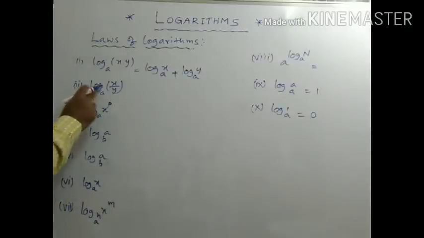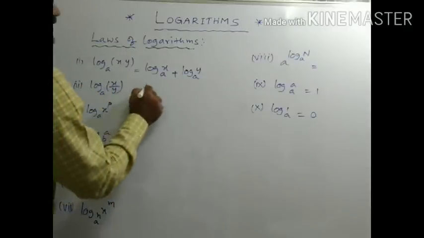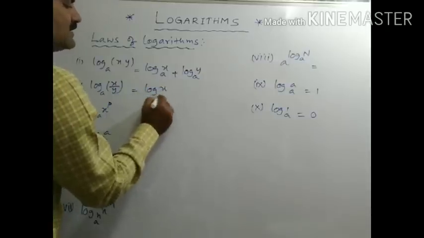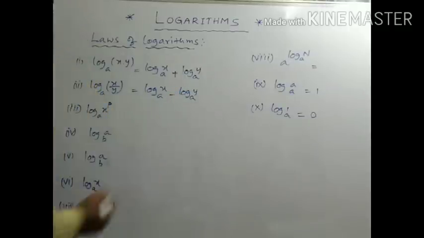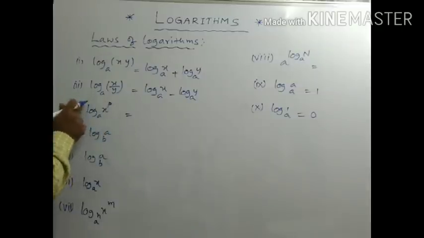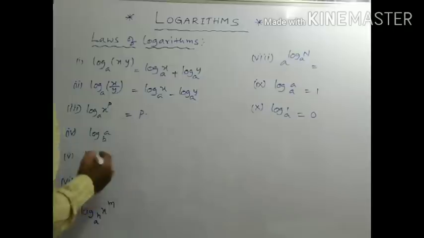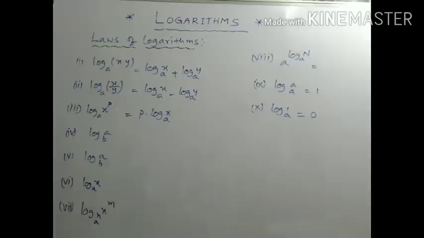Second one, log of x by y to the base a. Here we can write it as log x to the base a minus log y to the base a. And property number 3, log of x to the power of p to the base a. This power comes to the front, that is p into log x to the base a.